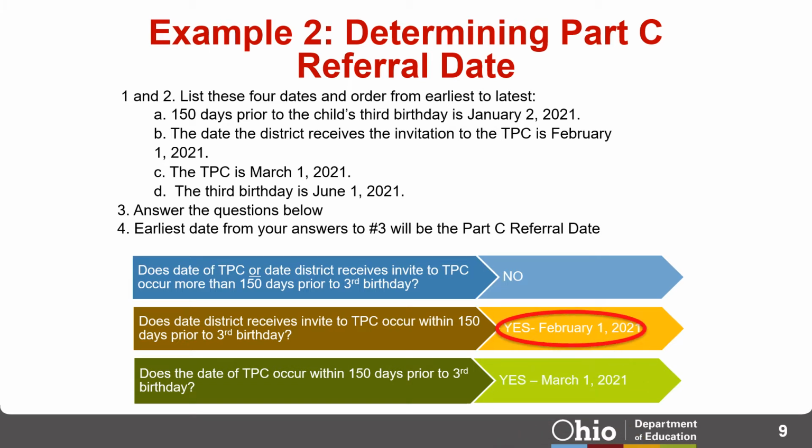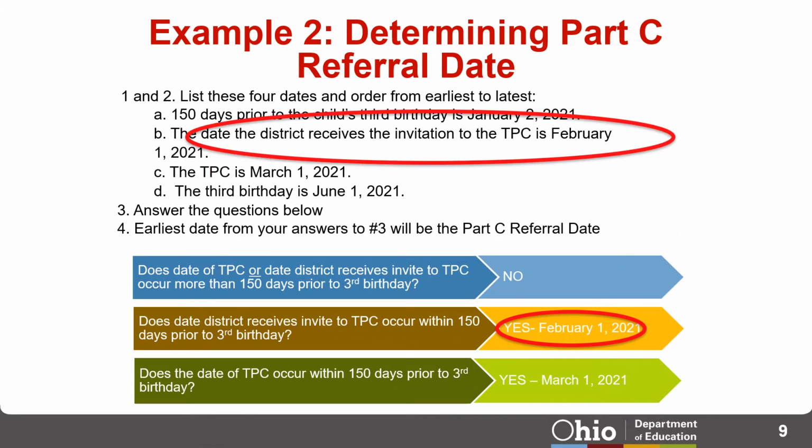We would then move on to step 4, determining the earliest of the yes responses. Based on those answers, February 1st is earlier than March 1st, so February 1st, 2021 is the referral date. In this scenario, the referral date will be before the TPC.